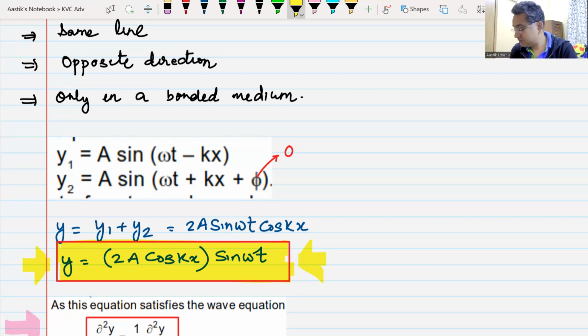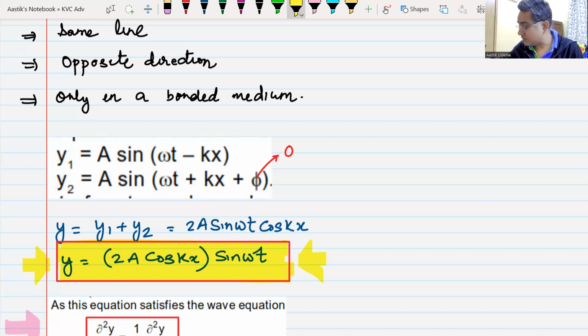2a sine kx cos omega t. 2a cos kx cos omega t. 2a sine kx sin omega t. So depending on which two waves are interfering, you can find out the constituent waves.